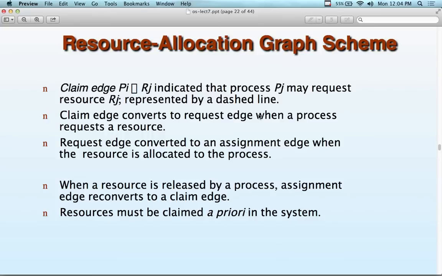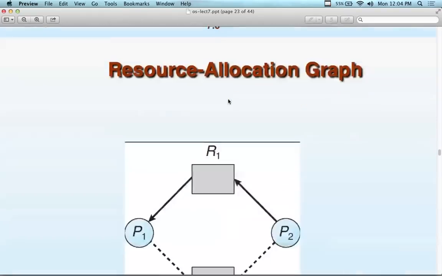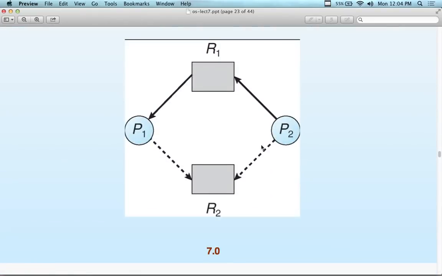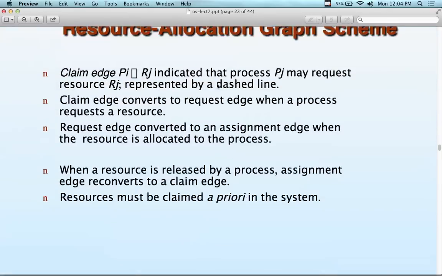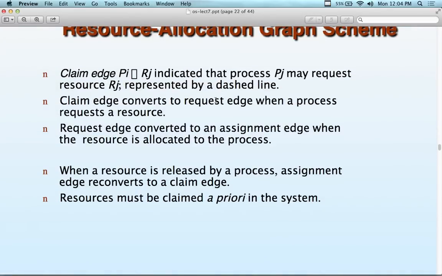So, resource allocation graph schemes. We have a claim edge, where process 1 with resource 1 indicates that the process may request the resource, represented by a dashed line. And here are our dashed lines, which means they can request the resource. We have process 1 and process 2, and we have resource 1 and resource 2. Resource 1 has been allocated out. Process 2 is coming back into the resource. And that's the claim edge. How much do you need?